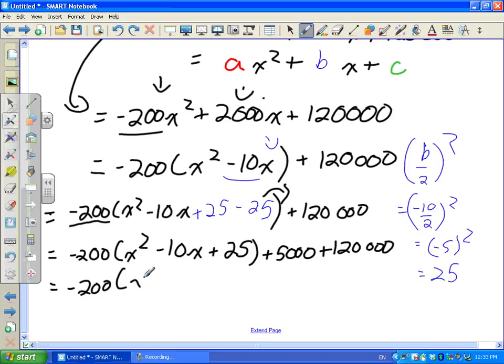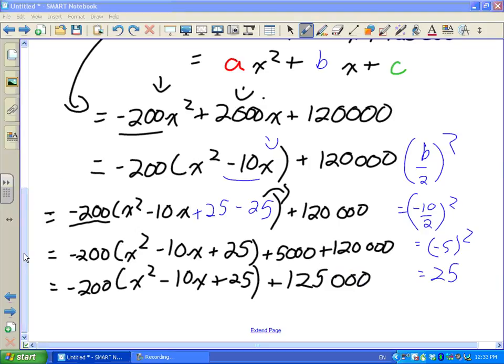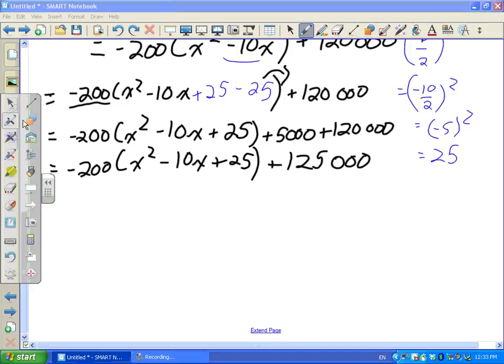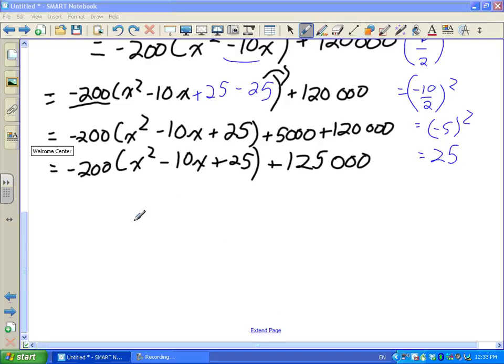I'm going to just simplify the outside of the brackets right now. 125,000. Does anyone know what that number already represents that we found? Yeah, we've already probably found the max revenue. We just got to figure out the ticket price and how many people are going to subscribe.